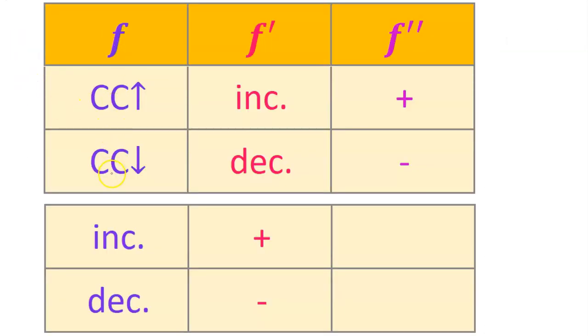F will be concave down where f prime is decreasing, which means f double prime will be negative. It's this last one that is most useful because if we can come up with an expression for f double prime, we can easily tell where it is positive and negative by either making a sign chart or we can graph it since this is calculator active.